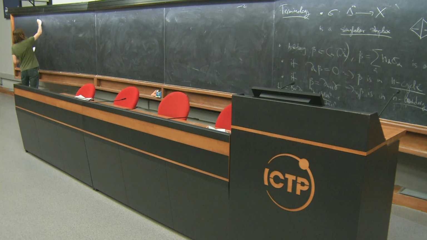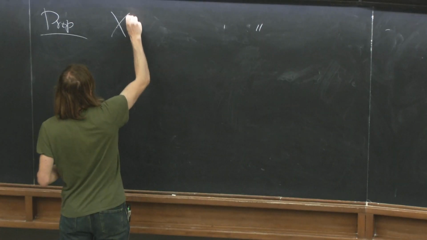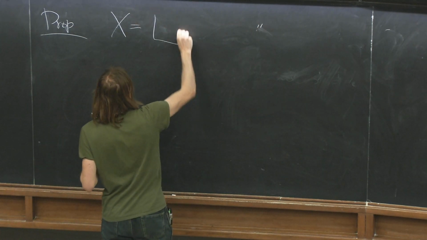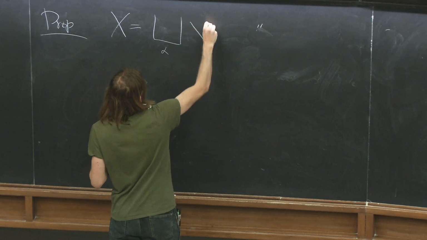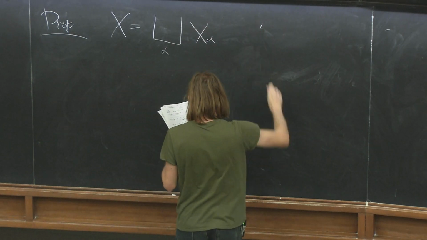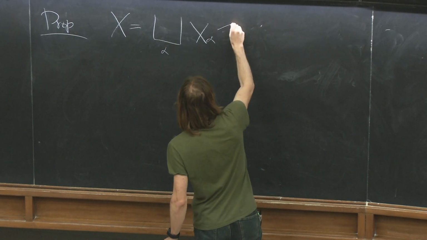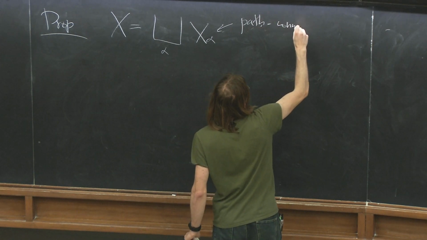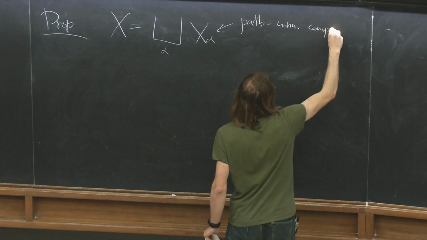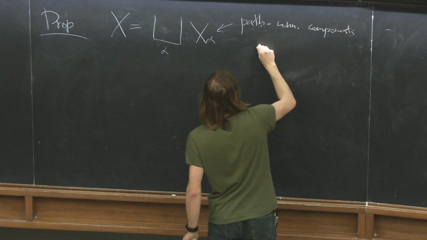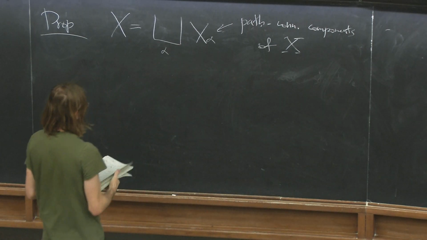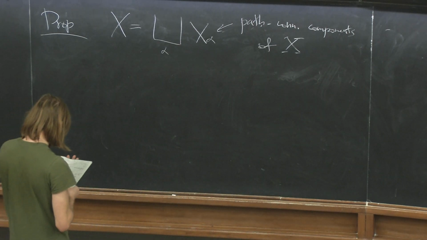And we start with the following relatively easy proposition. So suppose X is of this following form. X is a disjoint union of X alphas, so that X alphas are path-connected components of X. Any topological space can be presented in this form as a disjoint union of path-connected components.